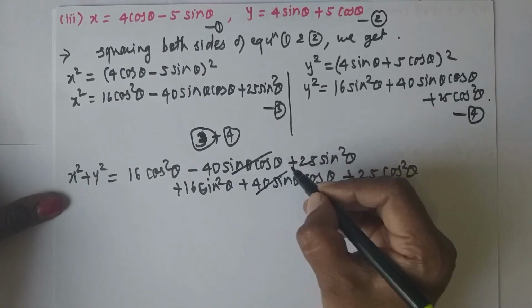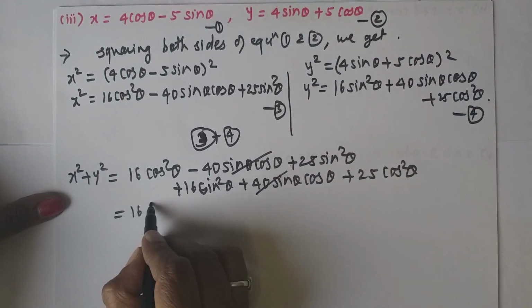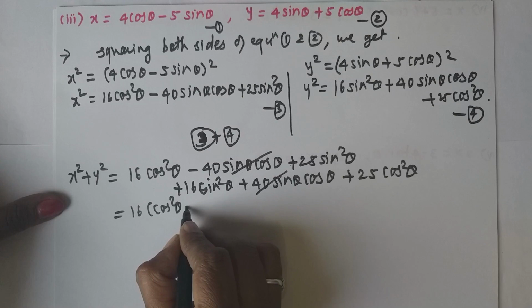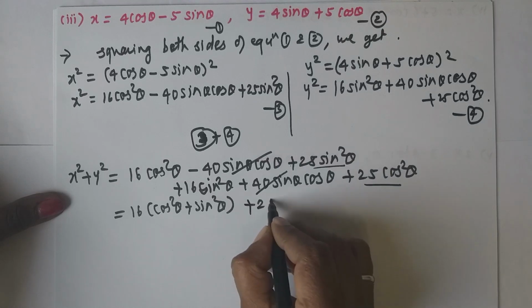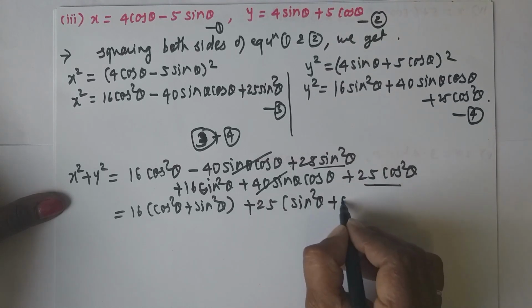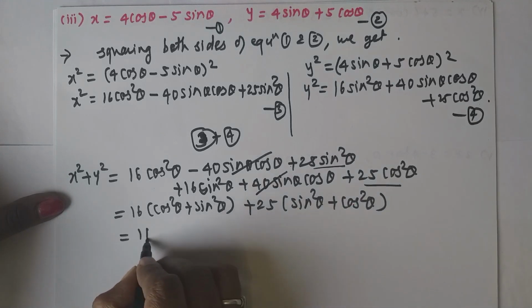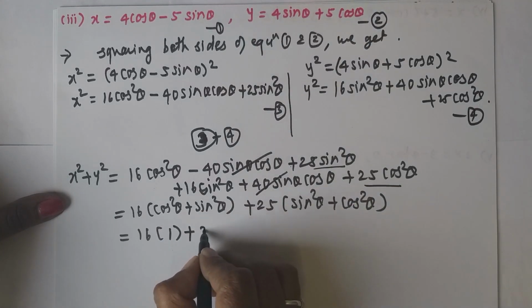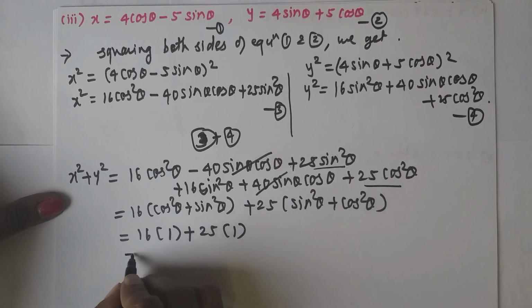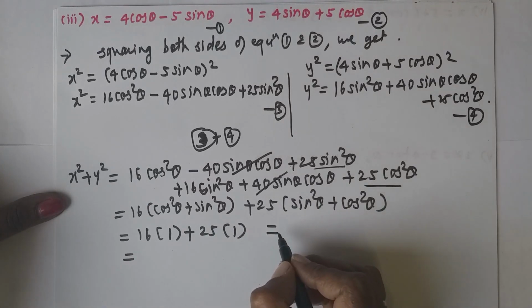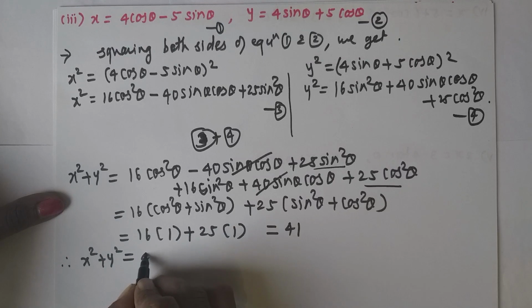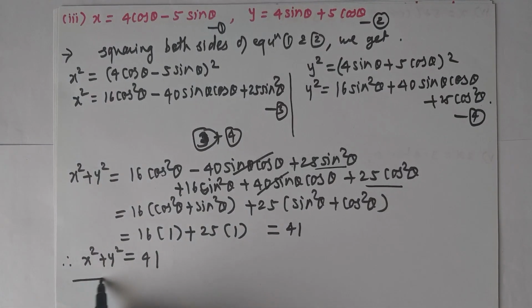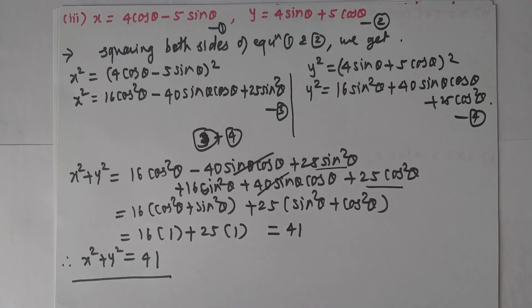Now this plus minus will get cancelled, and from these two terms I will take 16 common, and in the bracket this will be cos square theta plus sin square theta. From these two terms I will take 25 common, and this will be in the bracket sin square theta plus cos square theta. And we know that value of cos square theta plus sin square theta is 1 from your first identity. And this will be 16 plus 25, that will be 41. In this way we have got x square plus y square is equal to 41. This is your equation which does not contain theta. Means we have eliminated theta from the given equation.